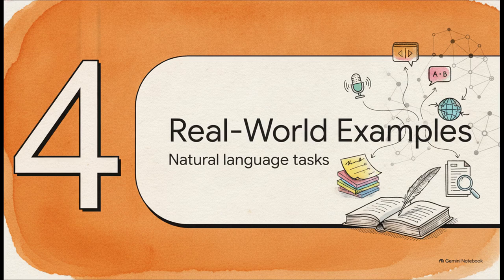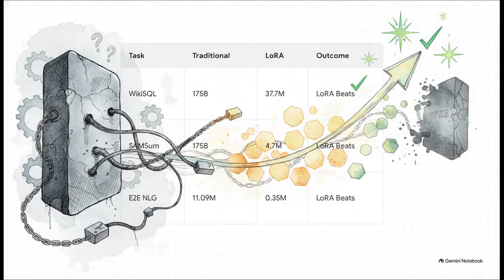Section 4, real-world adaptation examples, from natural language all the way to structured data. Check this out. For a highly complex task like WikiSQL, which is translating natural text into SQL queries, traditional fine-tuning would force you to update 175 billion parameters. LoRA updates just 37.7 million. And the outcome? LoRA actually beats the full fine-tuning approach in accuracy.